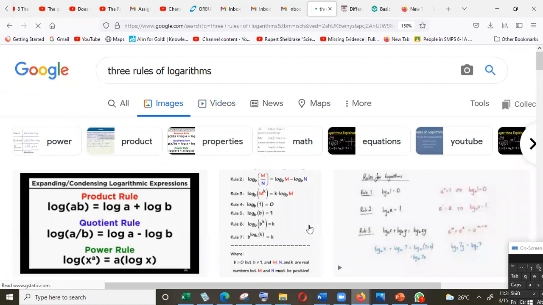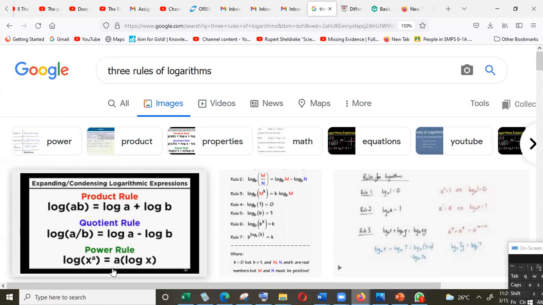And here they are, right there. The product rule, the quotient rule, and the power rule. Now the product rule, we just talked about product rule and quotient rule in differentiation, so please don't confuse. If those 2 letters are multiplying, you can separate them by adding. If those 2 numbers are dividing, you can separate them by subtracting.